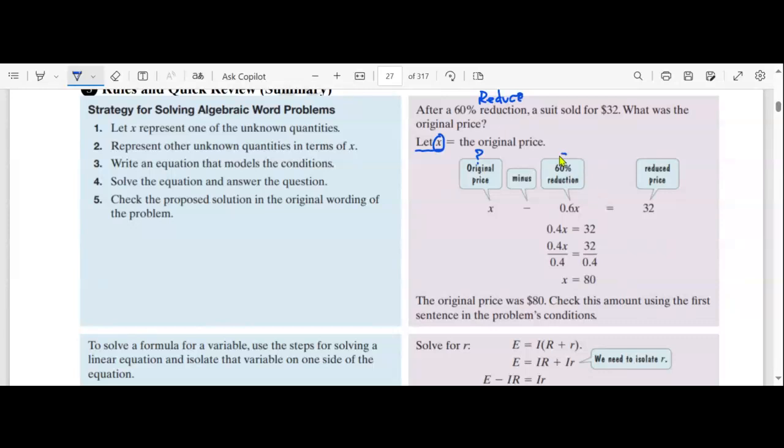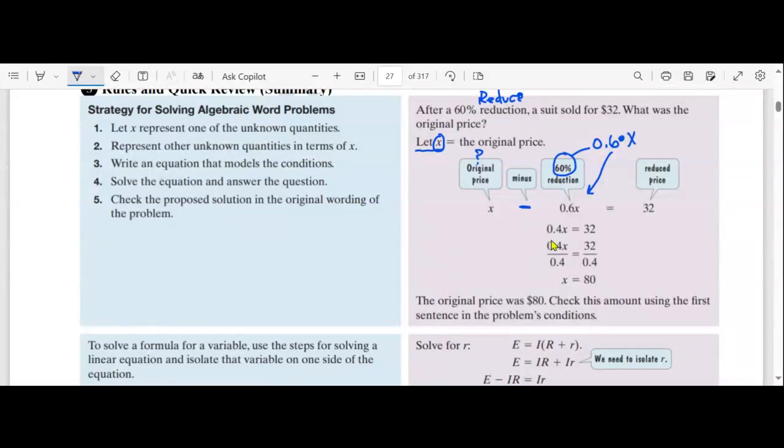60%. You need to convert 60% to decimal. So it becomes what? 0.6, correct. And how much is the original price? X, the original price. So you multiply times X. That's what you put here. Equal how much you paid for the suit. But remember, we do subtraction. If it's taxation, if you have to pay tax, then instead of minus, it's going to be plus. How much tax do you pay here?